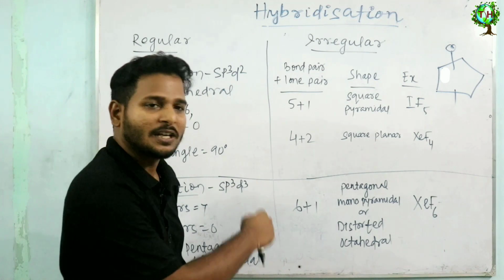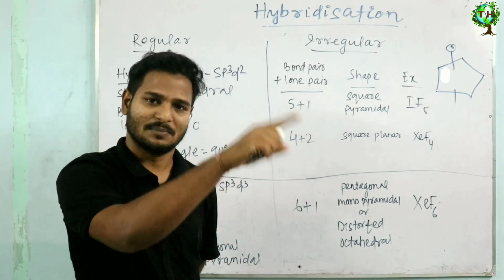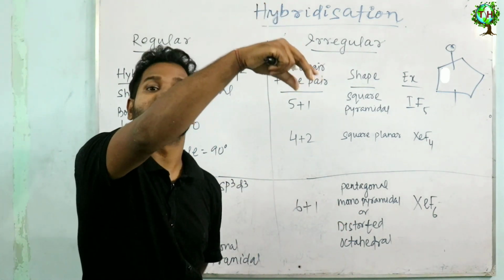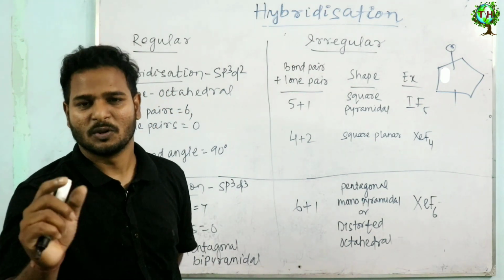Fine. Then in pentagonal bipyramidal structure, we put a lone pair instead of a bond pair at the axial position, with 72 degrees equatorial and axial 90 degrees. I placed the lone pair at the axial position, and the shape is called pentagonal monopyramidal.